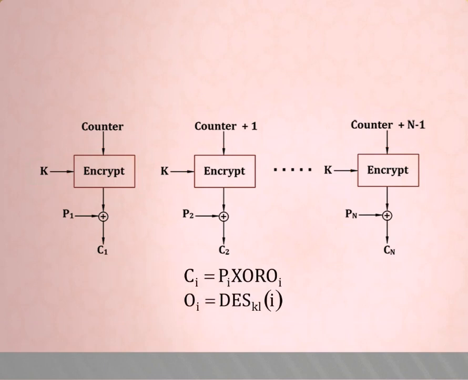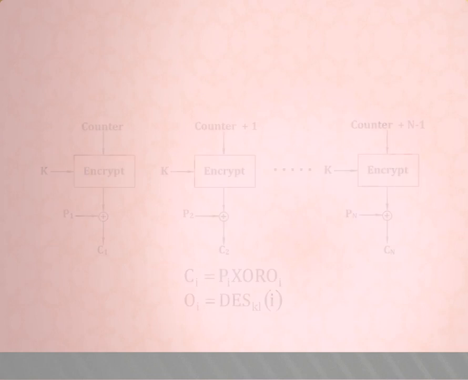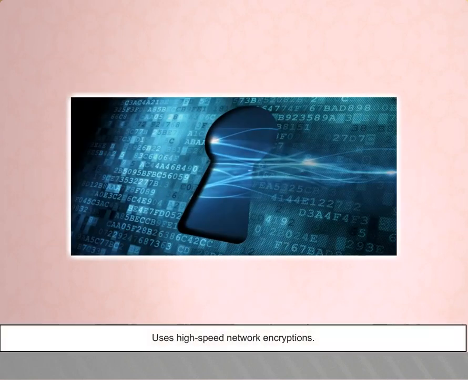Ci is equal to Pi XOR Oi. Oi is equal to DES K1 of i. Uses high-speed network encryptions.